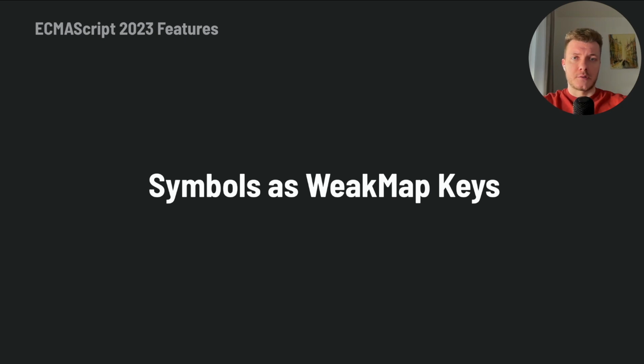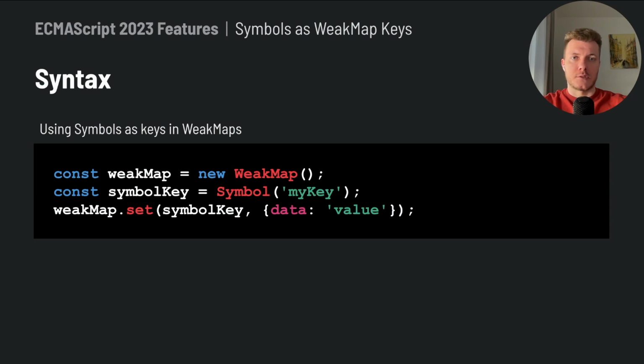The next feature is symbols as weak map keys. This extension allows symbols as unique keys in weak maps. Previously, weak maps were limited to object keys. Symbols, being unique primitives, offer a new dimension. They enable more flexible and clear weak map usage. Let's look at the syntax for using symbols in weak maps. Create a symbol and use it as a key in a weak map. Symbol myKey marks our unique key.